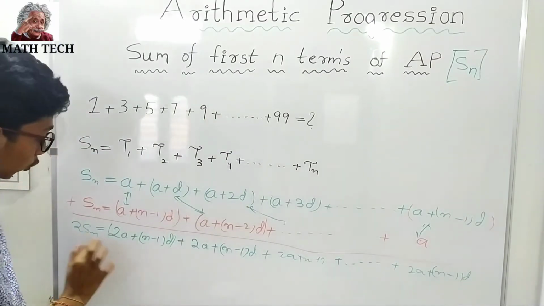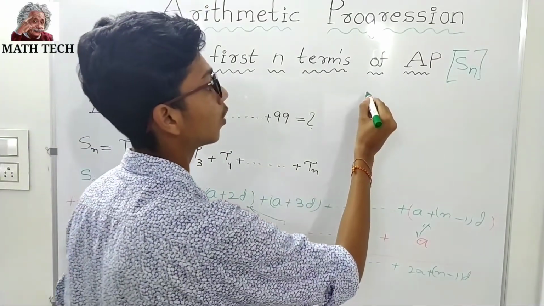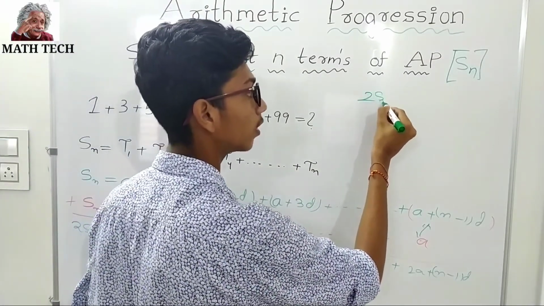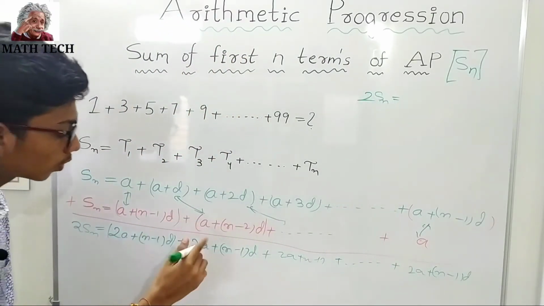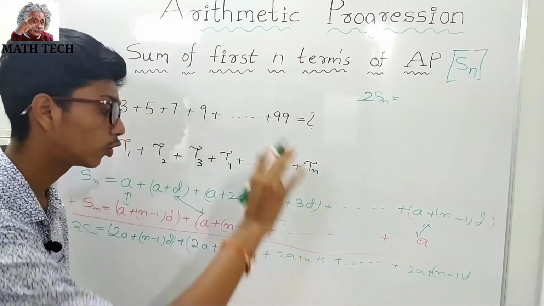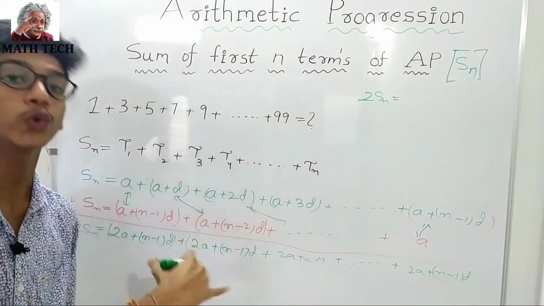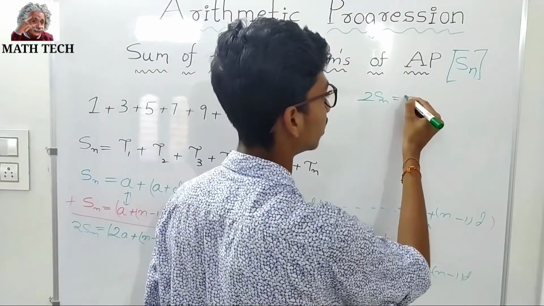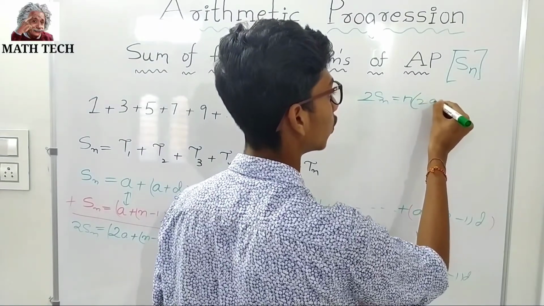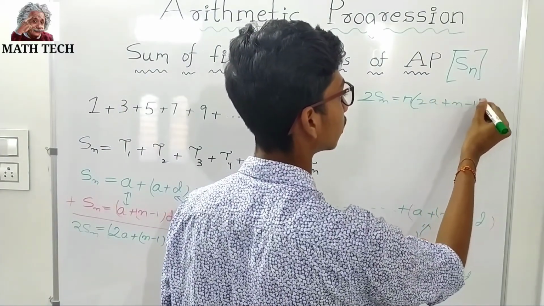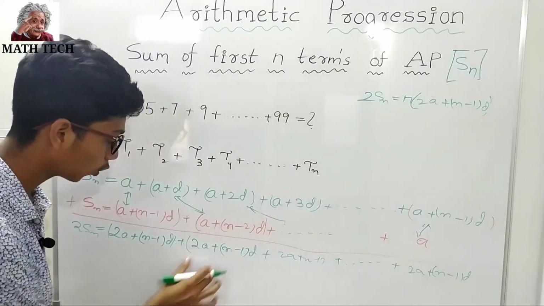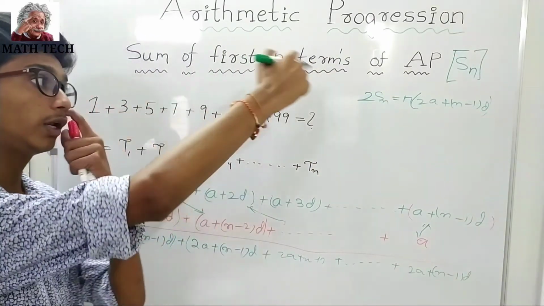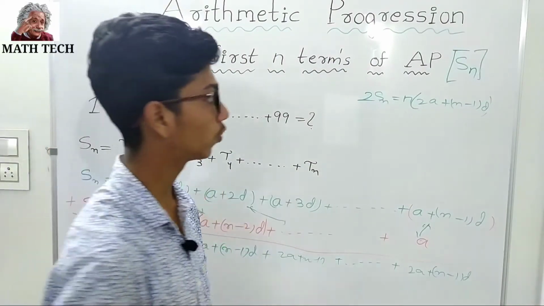Here we got that 2Sn is equal to 2A plus n minus 1 into D. It goes on, so n into 2A plus n minus 1 into D, because it goes on adding up to n terms. So n into 2A plus n minus 1 into D.